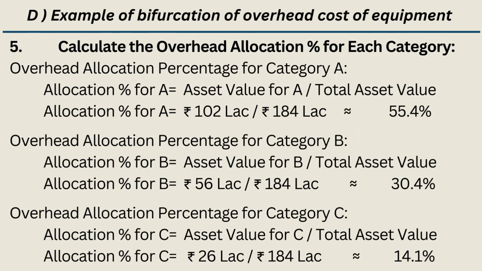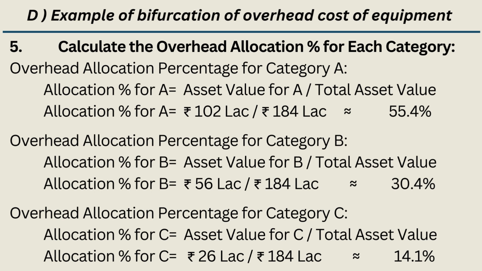5. Calculate the overhead allocation percentage for each category. Overhead allocation percentage for Category A. Allocation percentage for A equals asset value for A divided by total asset value. Equals 102 Indian rupees lakh divided by 184 Indian rupees lakh is almost equal to 55.4%.